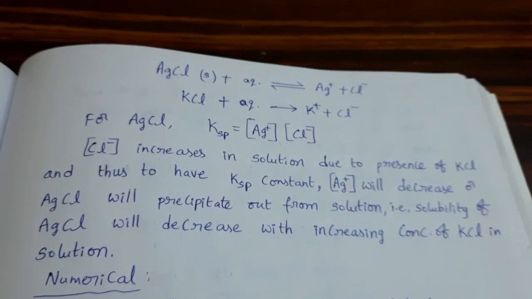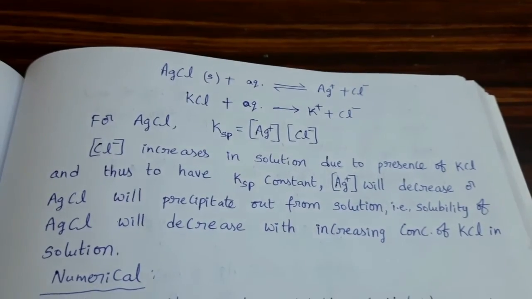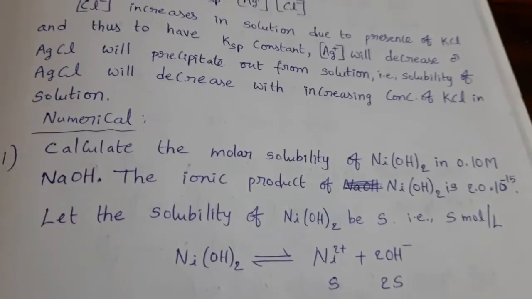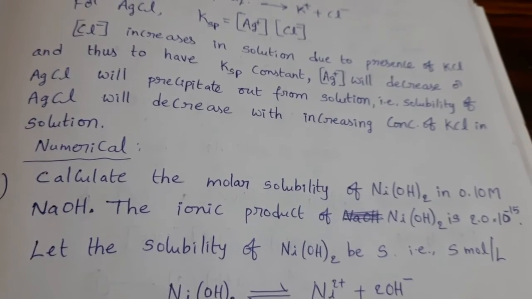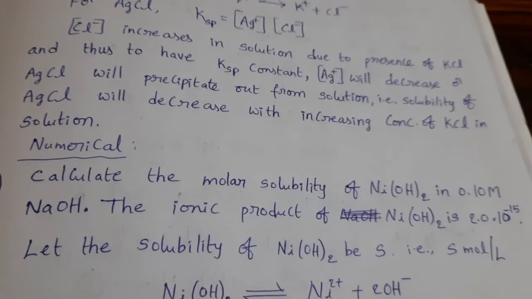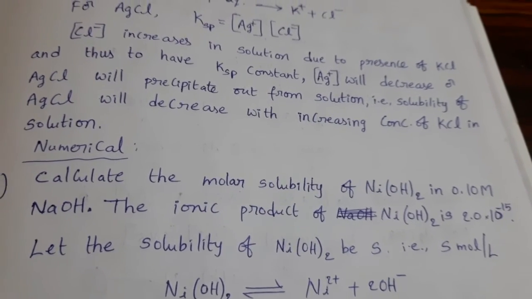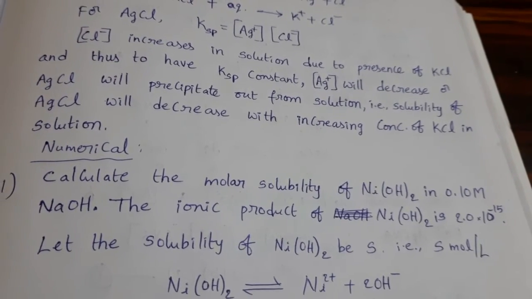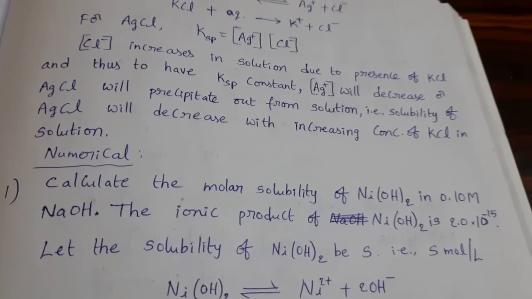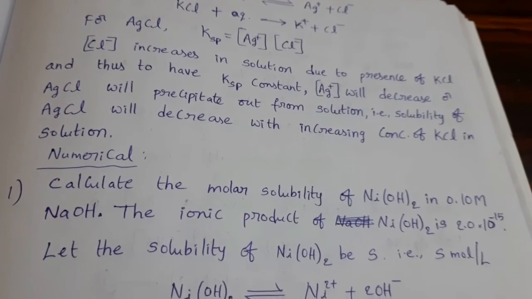In the first case, we completed common ion effect on ionic salts. Now see the numericals related to this. Calculate the molar solubility of Ni(OH)2 in 0.10 molar NaOH. The solubility product of Ni(OH)2 is 2.0 into 10 power minus 15. So the solubility product of nickel hydroxide is given. Molar solubility of nickel hydroxide in presence of NaOH we should calculate.